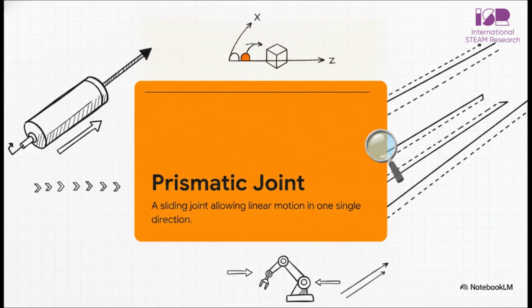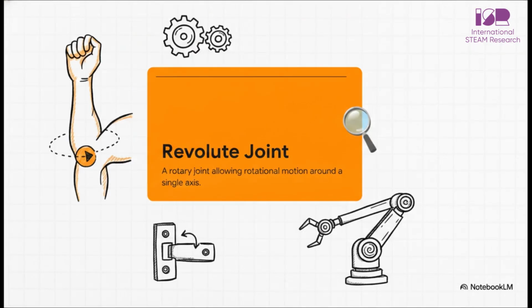First up is the prismatic joint. This is essentially a sliding joint. It allows linear motion in one single direction, along your X, Y, or Z axis. It perfectly supports those linear motions we were just discussing, and you will typically find it in linear actuators like a pneumatic or hydraulic cylinder pushing firmly in a straight line.